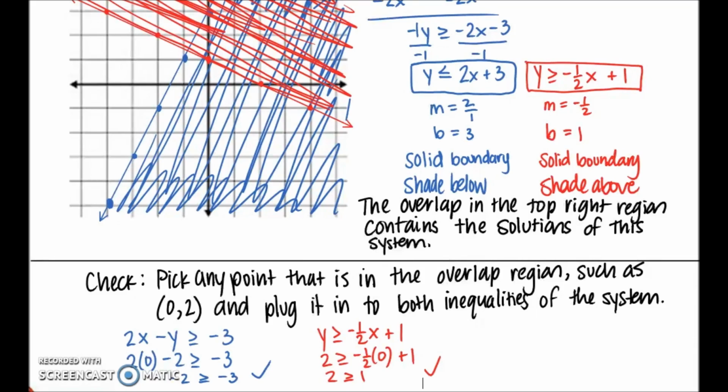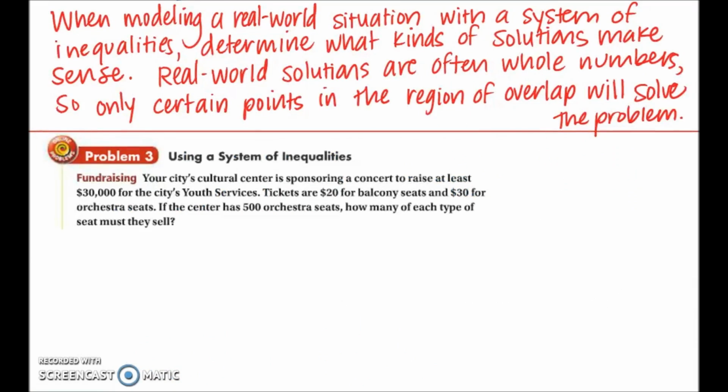So that means since it satisfies both inequalities, that region that we shaded in the top right corner of the graph is indeed the solution set for the system of inequalities. When modeling a real-world situation with a system of inequalities, we need to determine what kinds of solutions actually make sense for the problem that we're dealing with. Real-world solutions are often whole numbers, so only certain points in the region of overlap will solve the problem. Let's take a look at example 3 and see what the solutions will be.